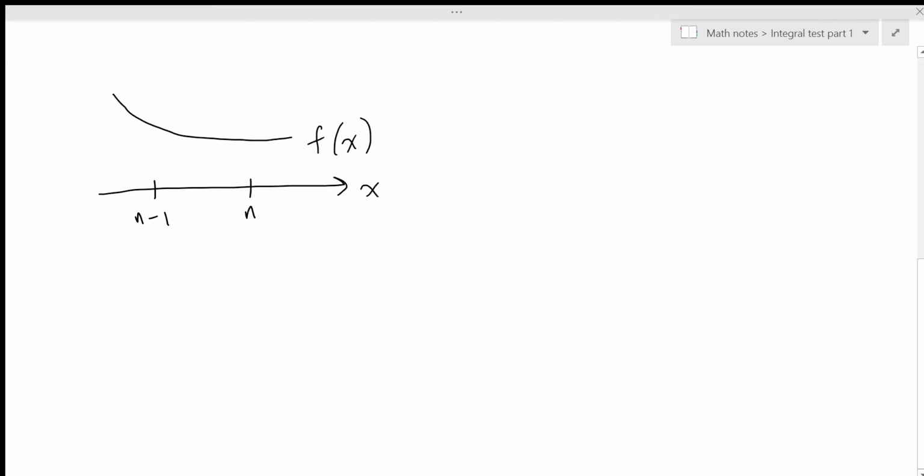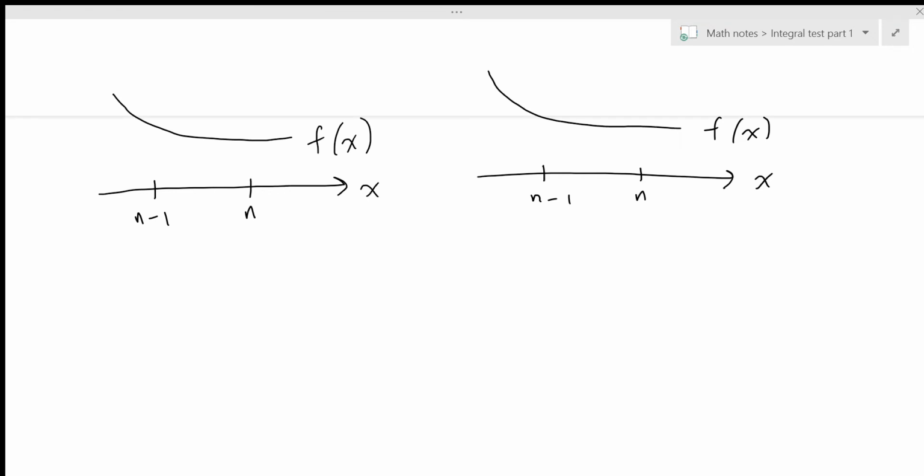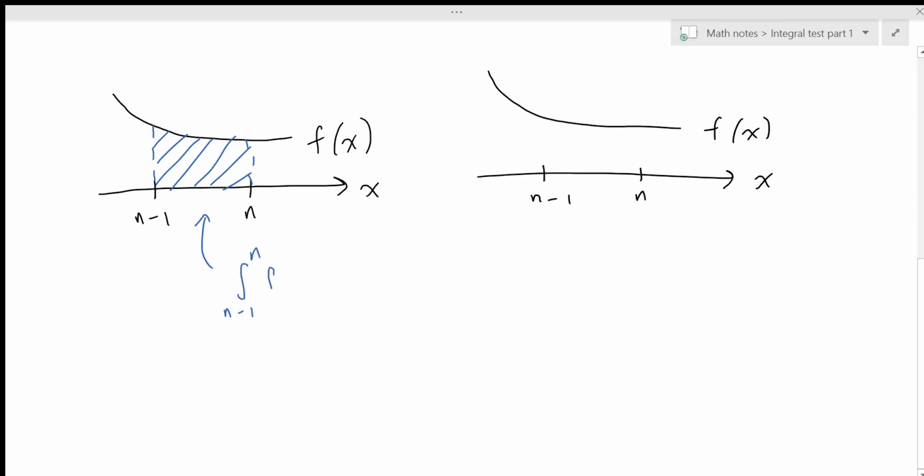Now I'm going to make the same picture again on the right-hand side. On the left-hand side, we're going to look at the total area under the curve between n minus 1 and n. So we're going to look at this blue region here. We can calculate the area of this region using an integral, and it's just equal to the integral from n minus 1 to n of f of x.